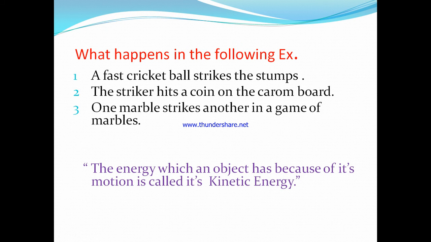काही उदाहरणं बघूया आपण. What happens in this following example? Suppose a fast cricket ball strikes the stumps. एखादा वेगाने आलेला चेंडू बेल्स उडवून टाकतो. The striker hits the coin on the carom board. कॅरम बोर्डवर एक स्ट्रायकर कॉइनला स्ट्राईक करतो. One marble strikes another in a game of marble. गोट्या खेळताना एक गोटी दुसऱ्या गोटीवर आदळते. या सगळ्या ठिकाणी तुमच्या लक्षात येईल the energy which an object has because of its motion is called its kinetic energy. पदार्थाला त्याच्या गतिमान अवस्थेमुळे प्राप्त होणाऱ्या ऊर्जेला गतिज ऊर्जा असे म्हणतात.